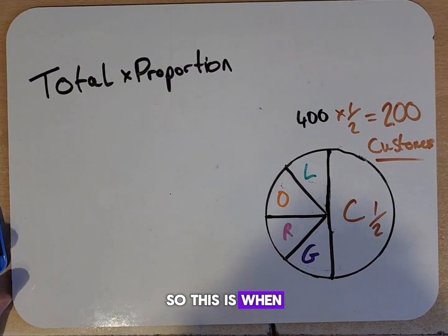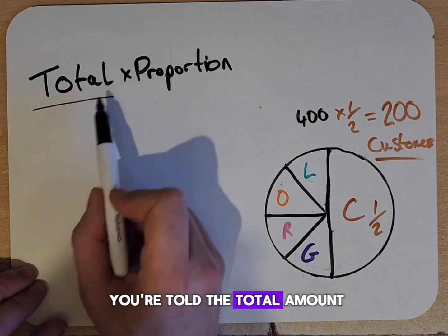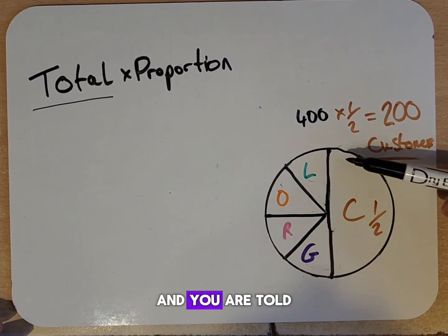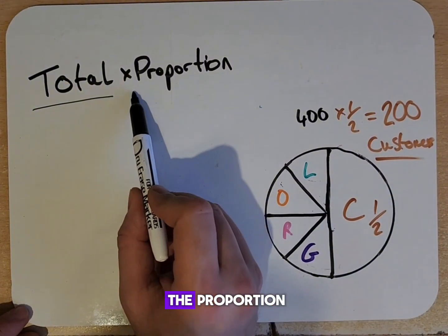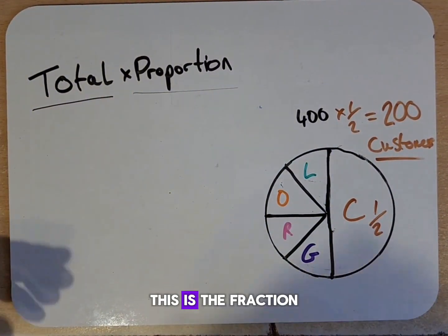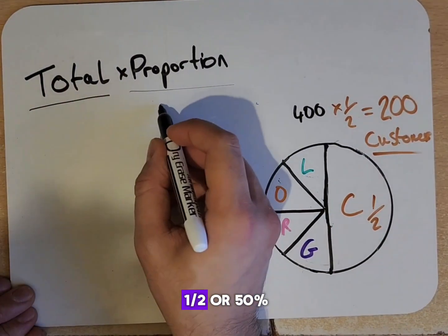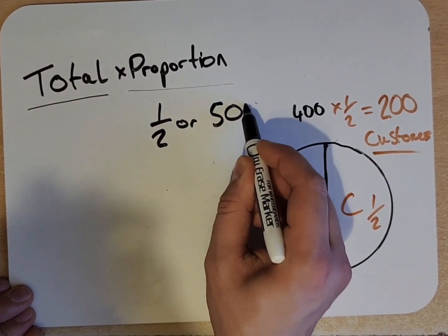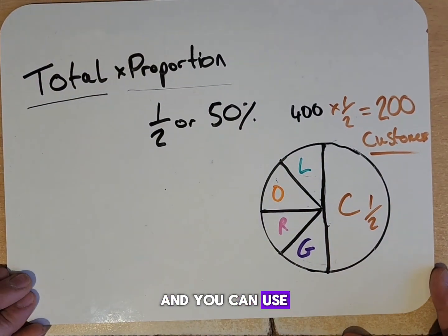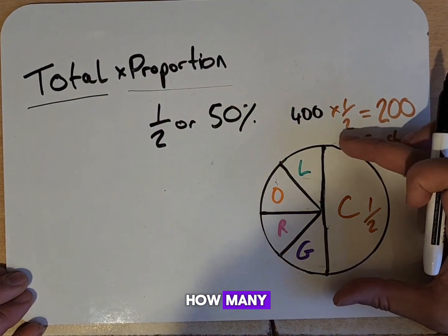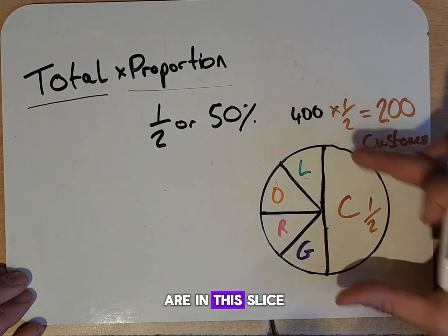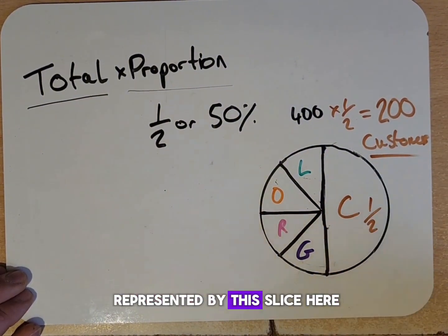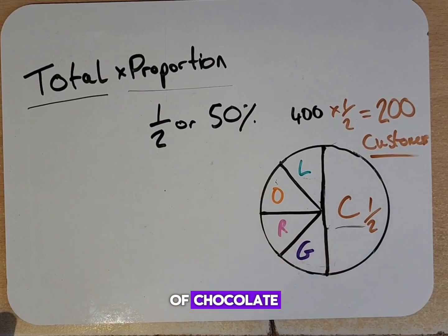So this is when you're told the total amount in the pie chart, and you are told or can work out the proportion. This is the fraction 1/2 or 50%. And you can use that to work out how many are in this slice. How many people are represented by this slice here of chocolate.